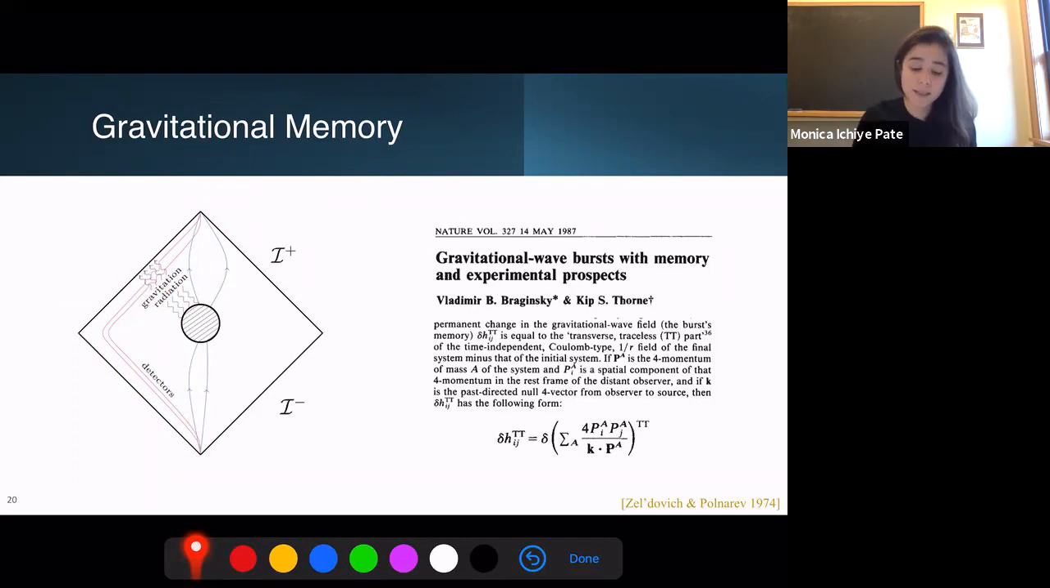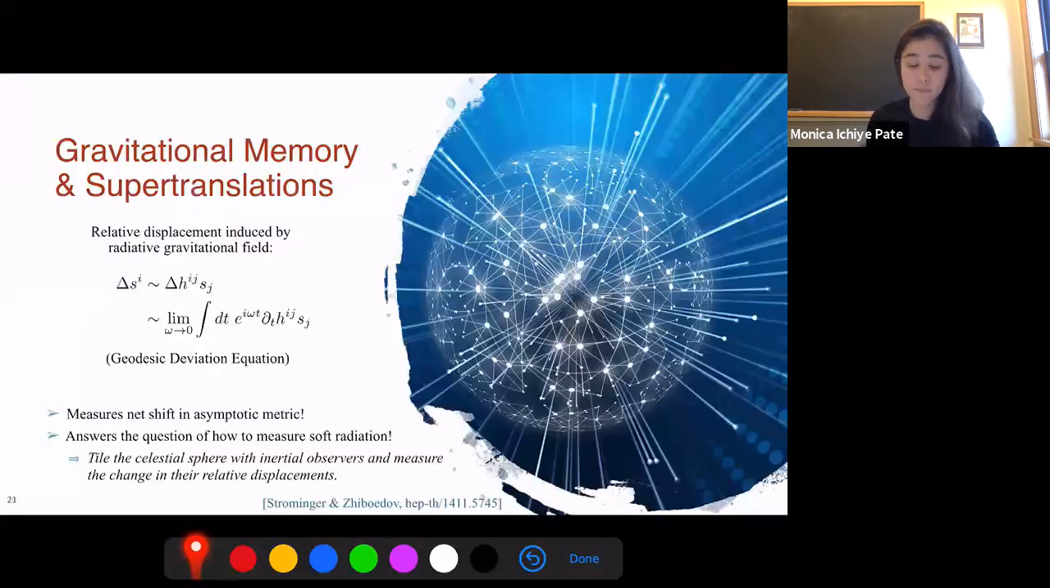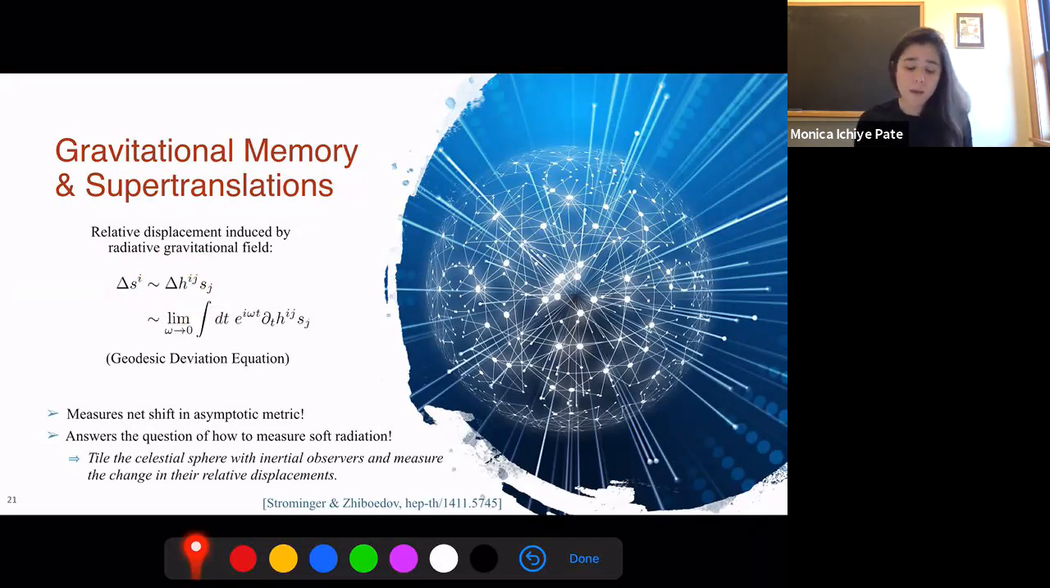However, the key observation is that this final displacement need not be the same as the original displacement before encountering the burst. The permanent change in their relative displacement is something called gravitational memory. The upshot is that the net change in their relative displacement is directly related to the permanent shift in the asymptotic metric that was induced by the burst of radiation. The precise mathematical relation can be derived from the geodesic deviation equation in general relativity. But the key takeaway is that the contribution from the soft charge is capturing a permanent shift in spacetime that inertial observers can detect through changes in their relative displacement.